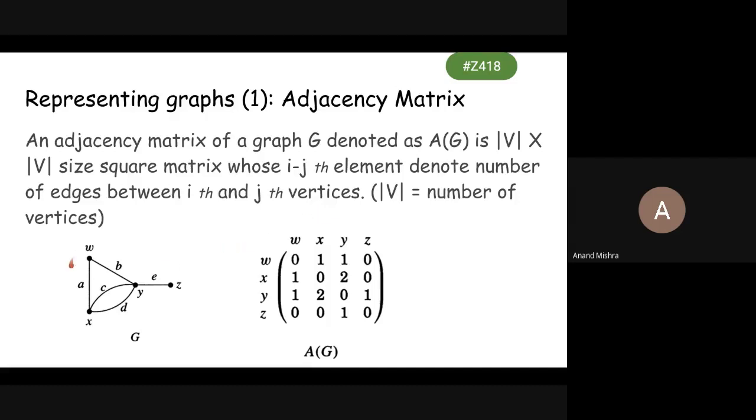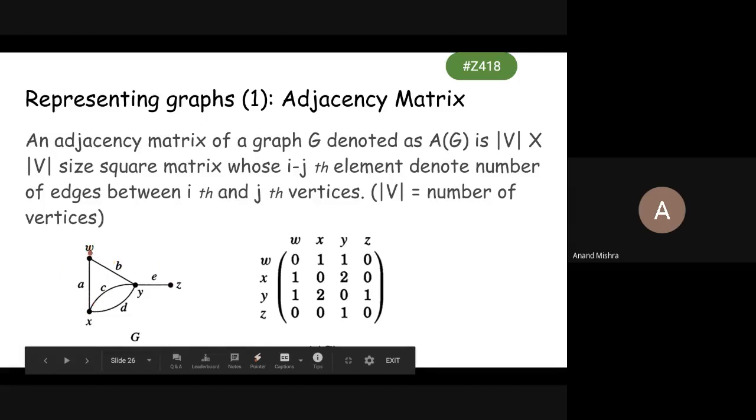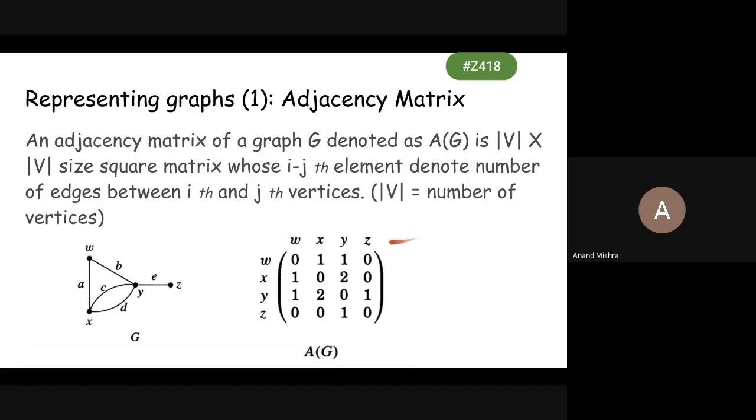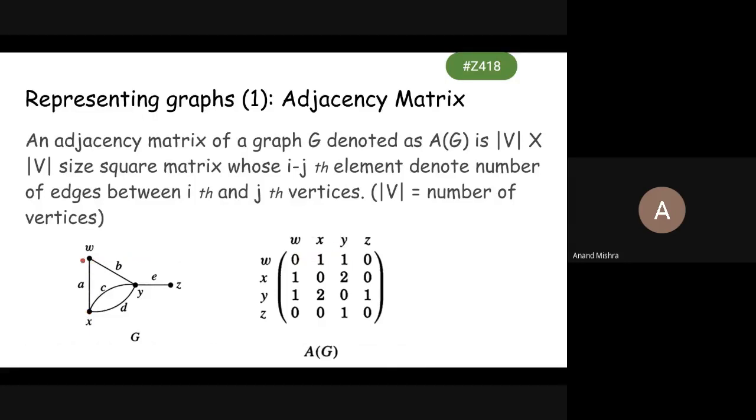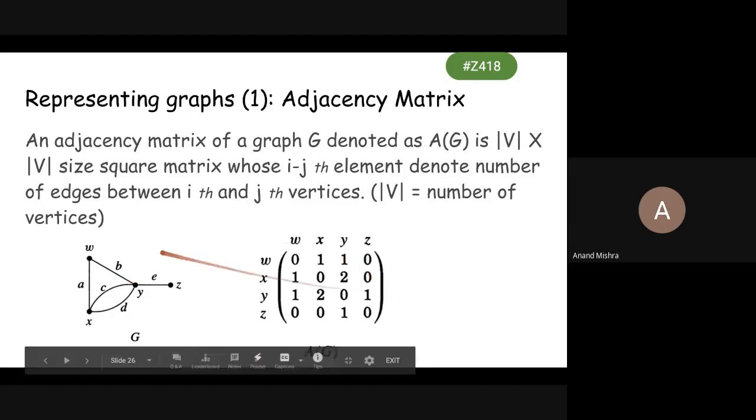So this is a graph. This graph has how many nodes? W, X, Y, and Z. 4 nodes. So the adjacency matrix will be 4 cross 4. And W is definitely not connected with W, so 0. W is connected with X with one edge, so 1. W is connected with Y with one edge, again 1. W is not connected with Z, so 0.